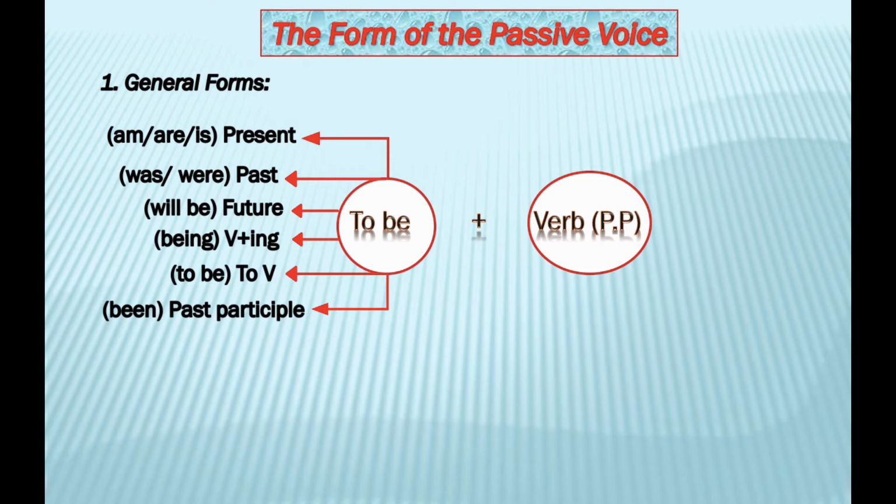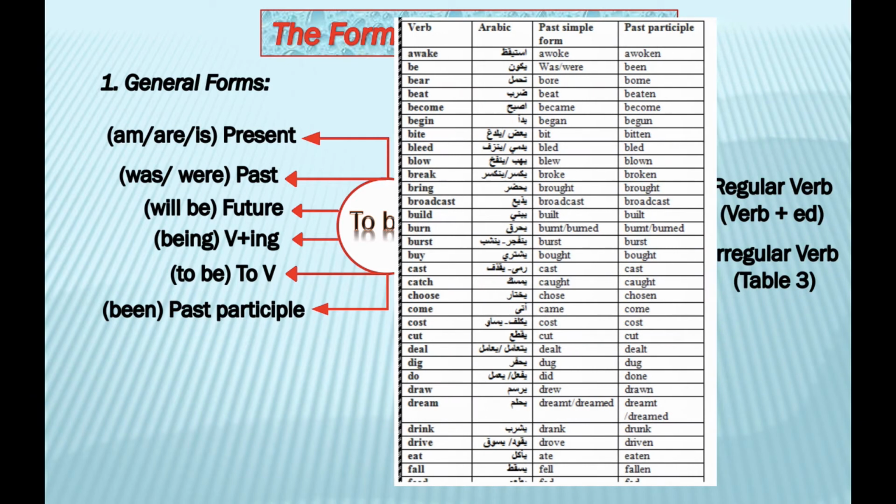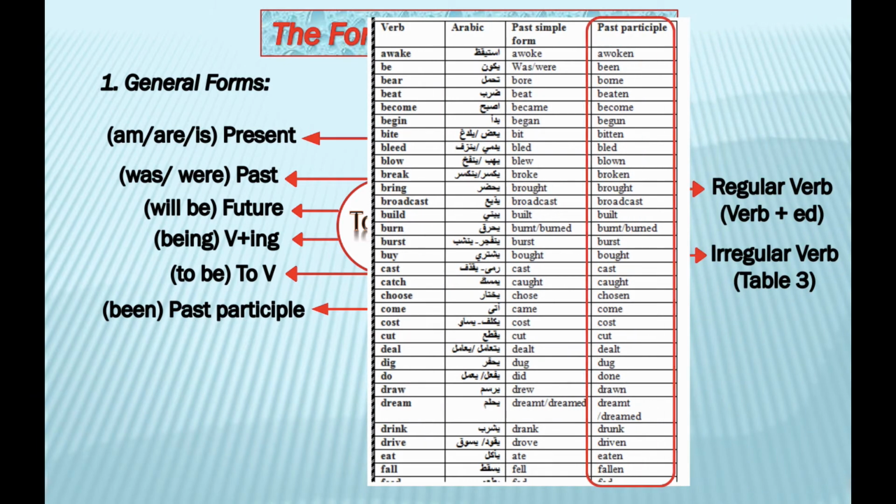Here let's move to the verb past participle. So we have 2 types of verb. We have regular ones and irregular ones. So regular, generally written verb plus ed, but for irregular I use table 3, which is shown in the picture.